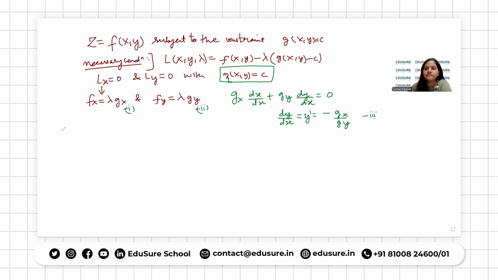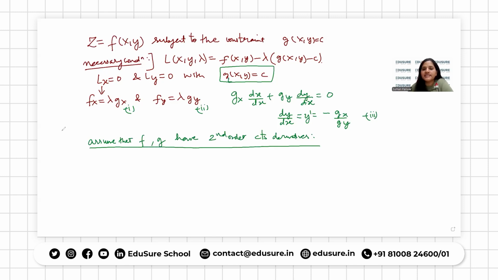and this. Now we assume that f and g have second order continuous derivatives. So it is twice differentiable and has second order continuous derivatives. That means fxx, fxy, fyx, gxx, gxy, gyy all exist and are continuous. Also, fxy will be equal to fyx because of continuity, and gxy will be equal to gyx. So this is the assumption that we will have.